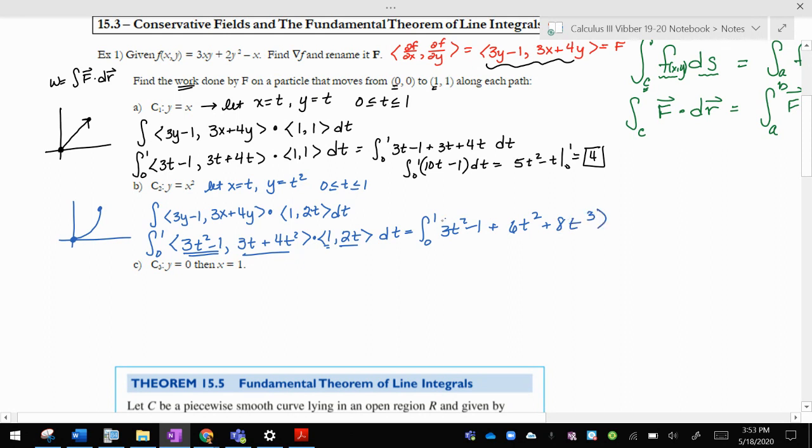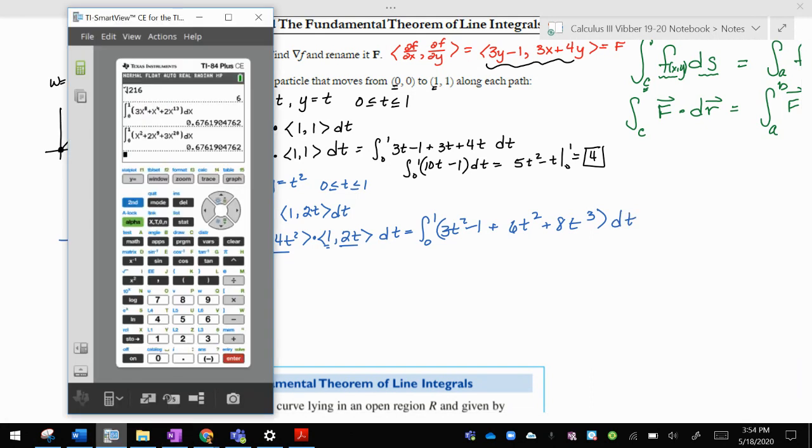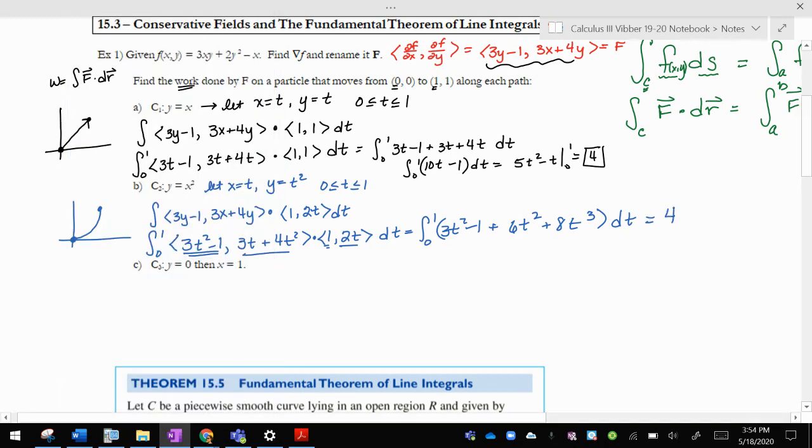And we're supposed to evaluate that from 0 to 1, but I am too lazy to do that by hand. So on my calculator, the integral from 0 to 1 of 3t squared minus 1 plus 6t squared plus 8t cubed dt. Look at that. We got 4 again.